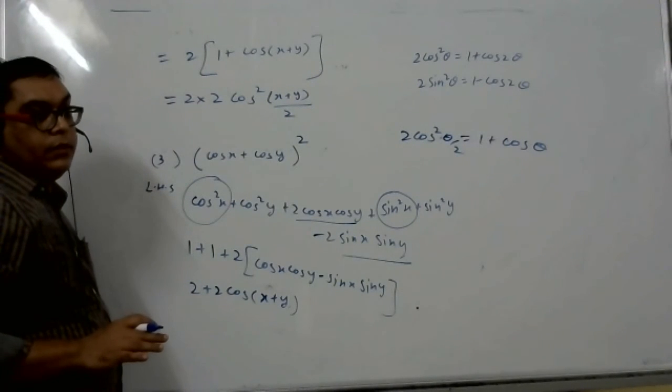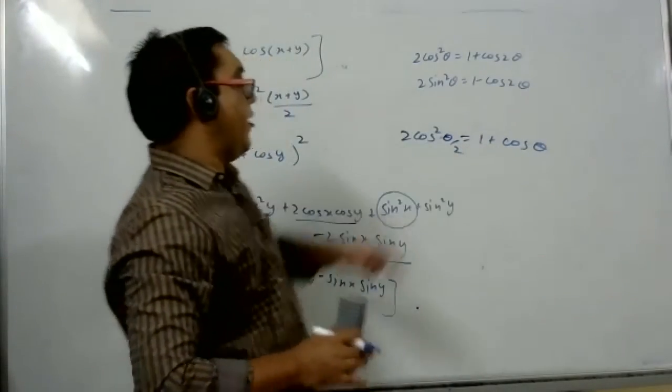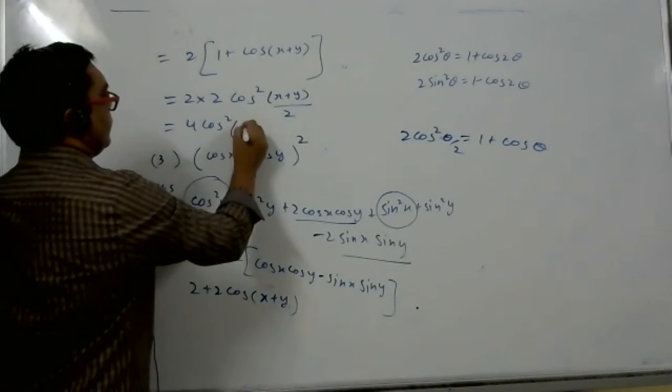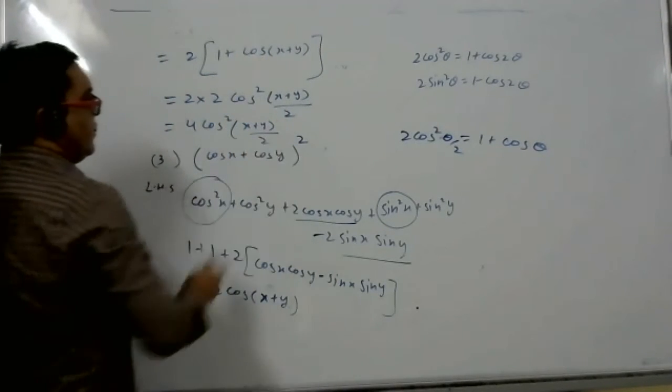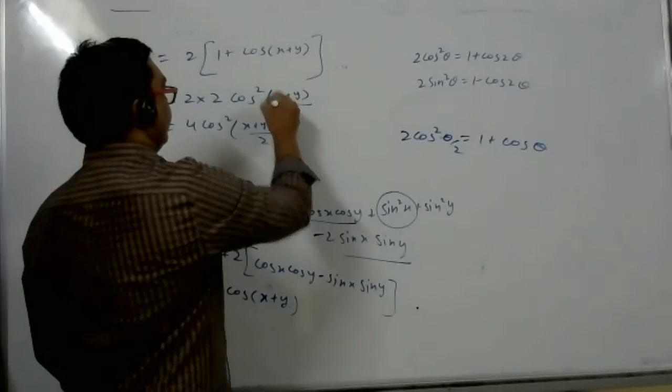We can use the formula directly, sir. See, 1 plus cos theta is 2 cos square theta by 2. That formula is there. So now this is the answer actually. I think this is the RHS, na? Yes, sir. It is not difficult, it is an easy sum only.